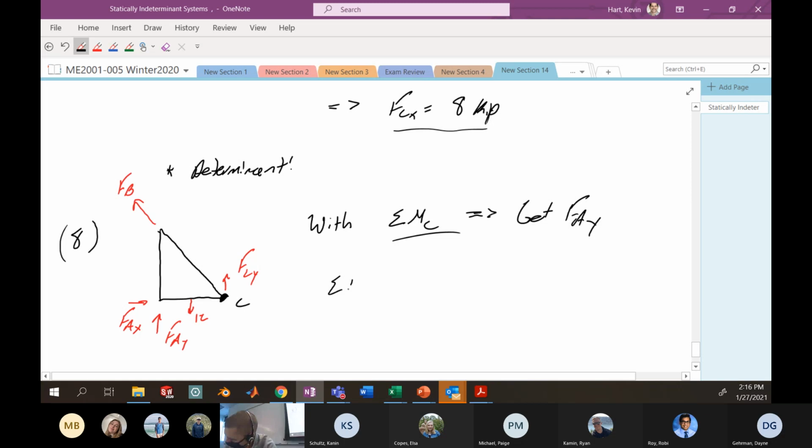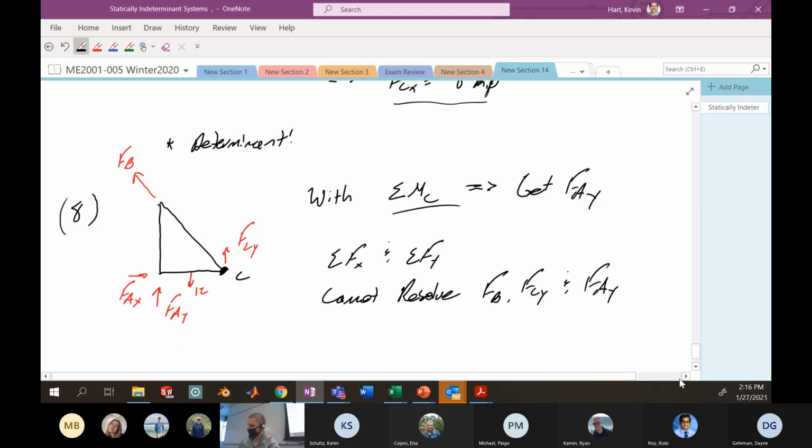But now the sum of the forces in X and the sum of the forces in Y cannot resolve the remaining 3. So you could sort of maybe figure out what that force at A in the Y direction would be. But you would still have 3 unknowns here and 2 equations that you couldn't really resolve. All right. Unfortunately, this is indeterminate.